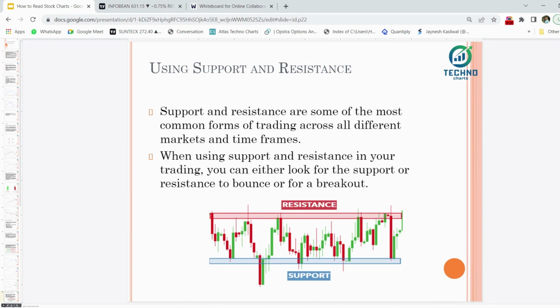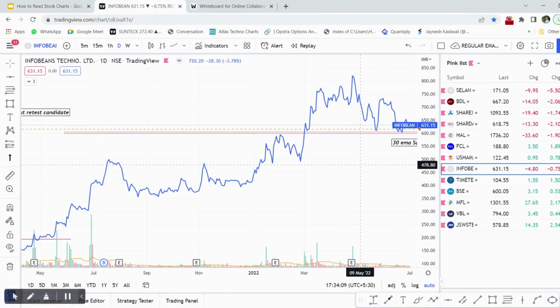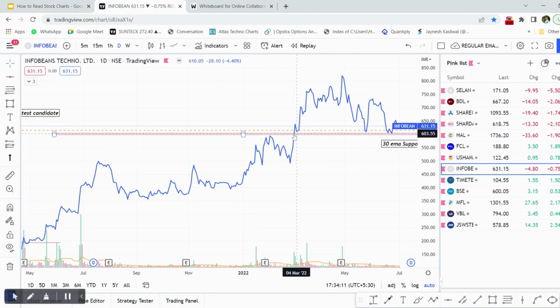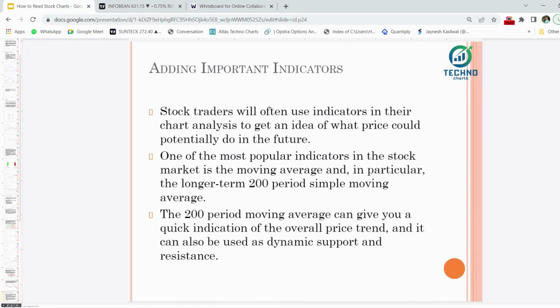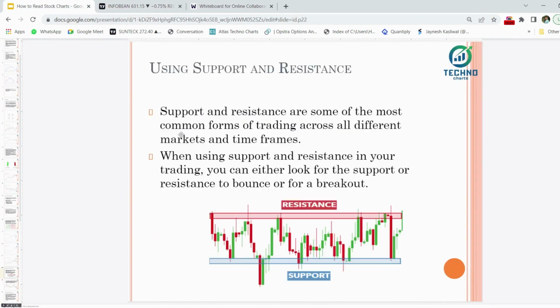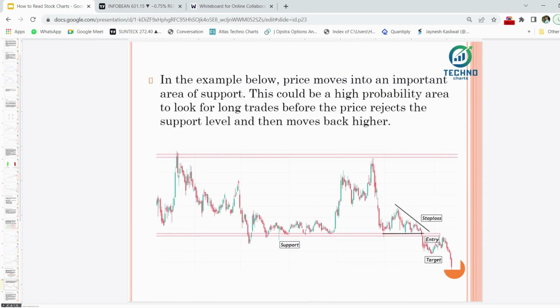So in case the support breaks down, or in case the resistance breaks out, then we will look for a buying opportunity, or if there is a rejection happening, then we will look for shorting opportunities, right? So here we see that there is an area of rejection, and here we see that there is an area of breakout. So here we would have looked for shorting opportunities, and here we would have looked for long opportunities, right? So support and resistance would be simply used for areas of breakout or breakdown, right?